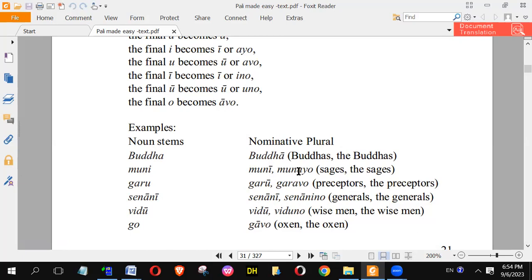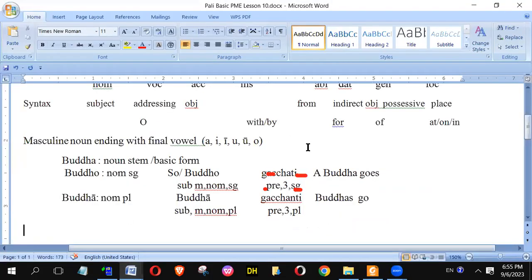You notice that there's a change here. I can become ay, u can become av. So why is it? In terms of grammar, if you remember, I will write the point here. Let me clean out this one first.